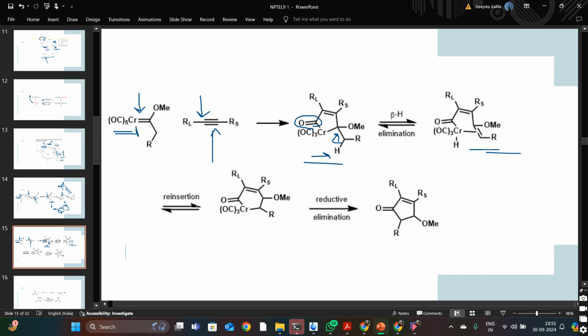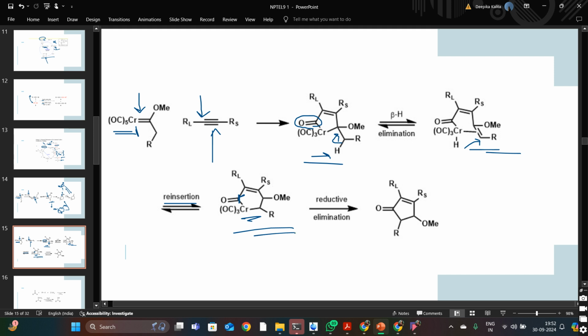So a kind of rearrangement will happen this time, which is known as reinsertion, and this time the chromium metal is now going to be inserted between the carbon of the carbon monoxide which got inserted and the carbon which is containing the alkyl substituent here. So a new intermediate metallacycle you are going to generate.